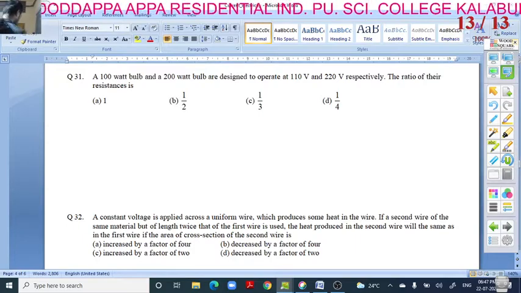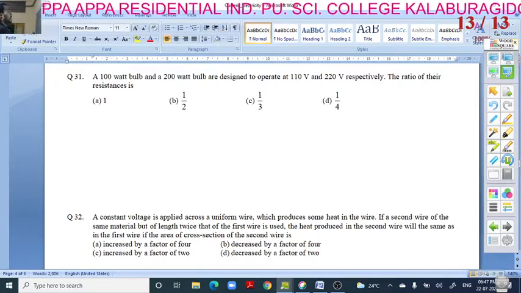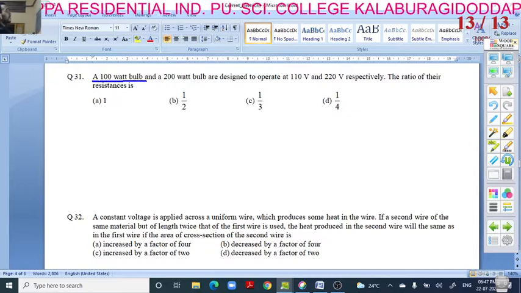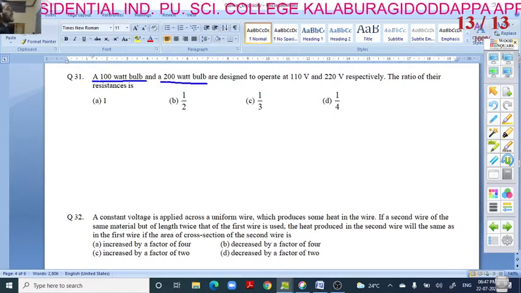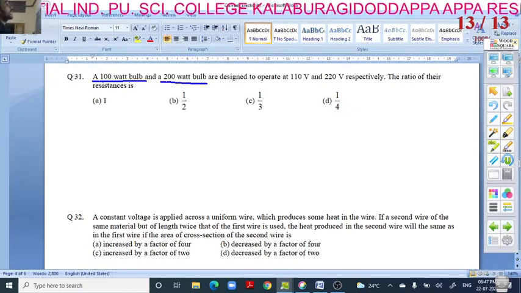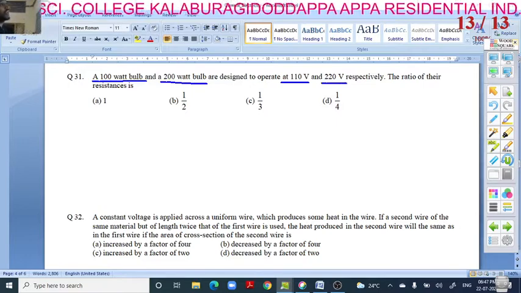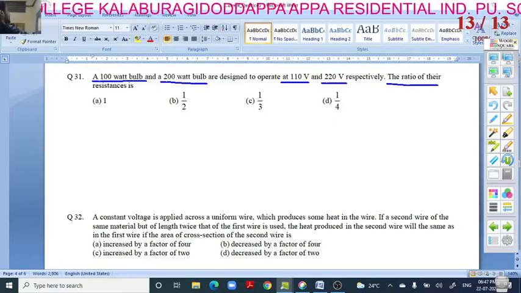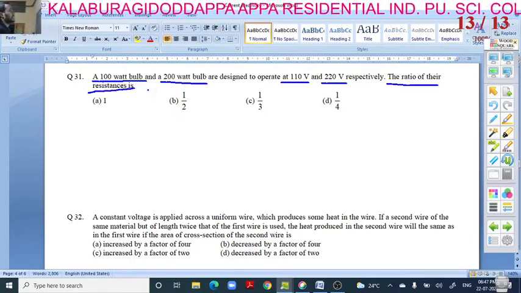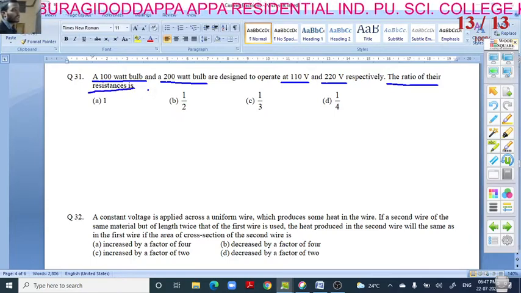Okay, next question here. A 100-watt bulb and 200-watt bulb are designed to operate at 110 and 220 volt respectively. The ratio of their resistance R1 by R2 is equal to what is the question.